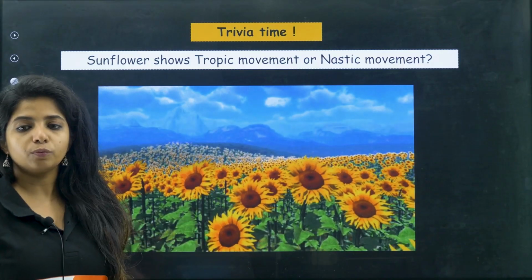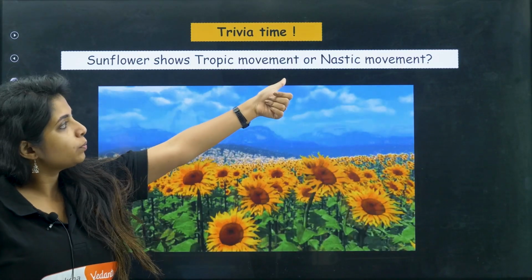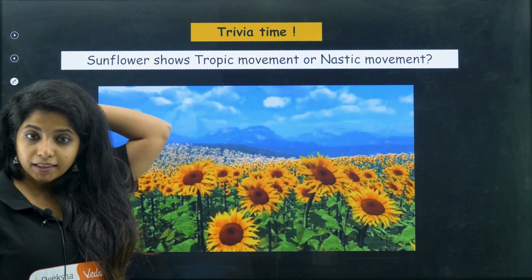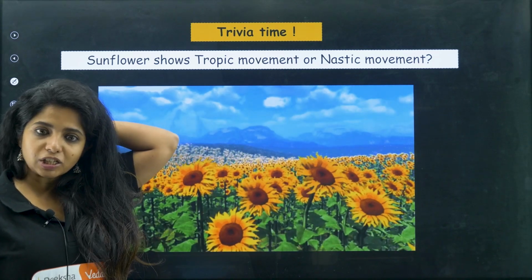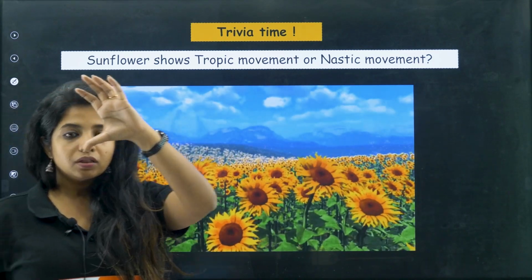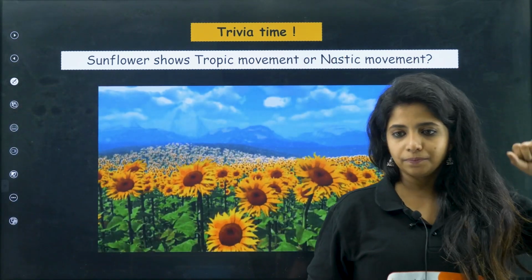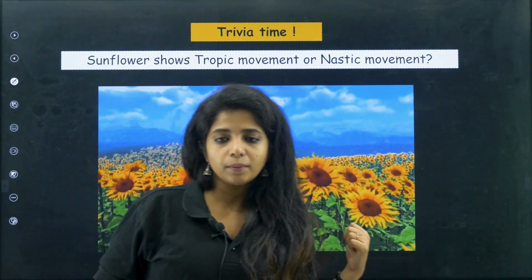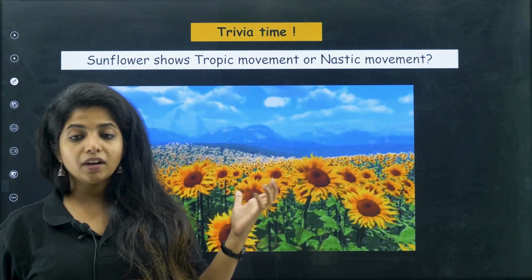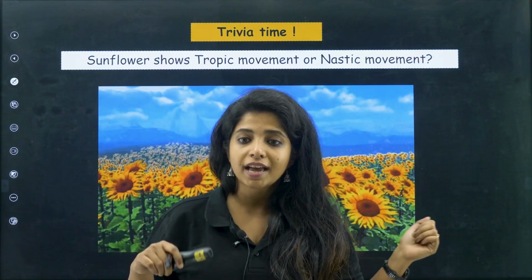So sunflowers, what can you say? Do they show trophic movement or nastic movement? You know the sun is there, no? The sunflower will be moving according to the sun. Over here you see all of them are moving this side, and if the sun is going that side, they will be moving towards that side as well.